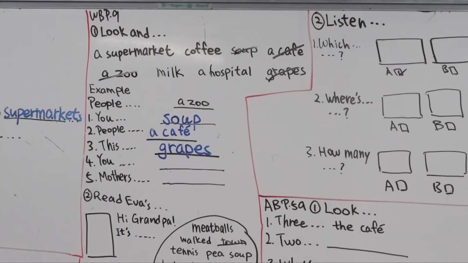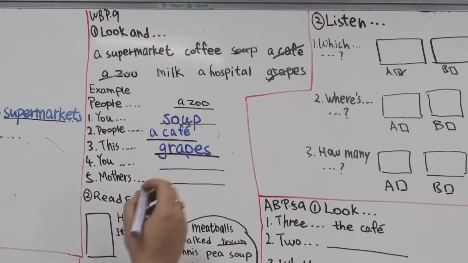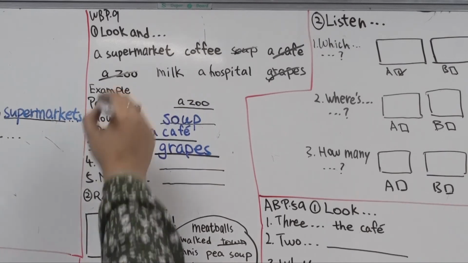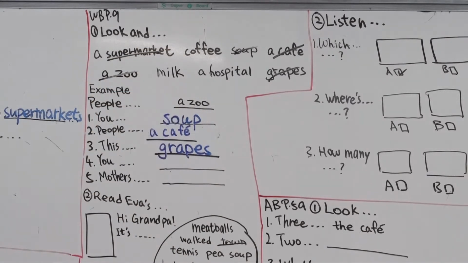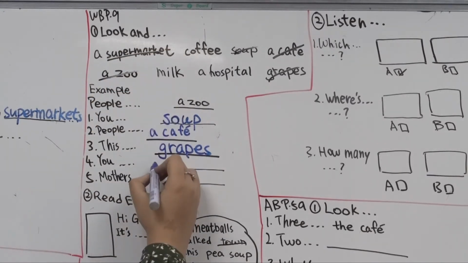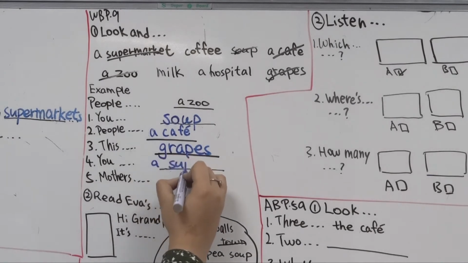Next one. You can buy lots of different food in this large store. Remember to read, alright? You can buy lots of different food in this large store. So basically it's a place, right? That is a supermarket. The answer is a supermarket.